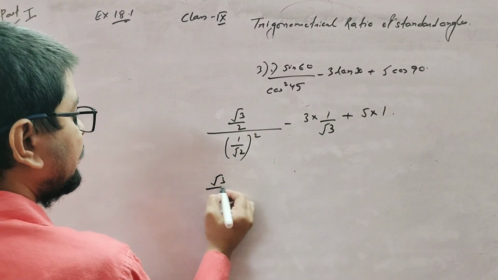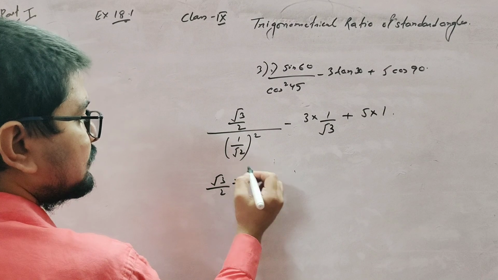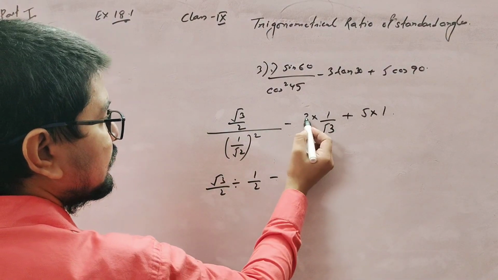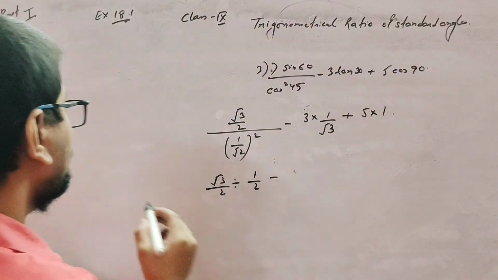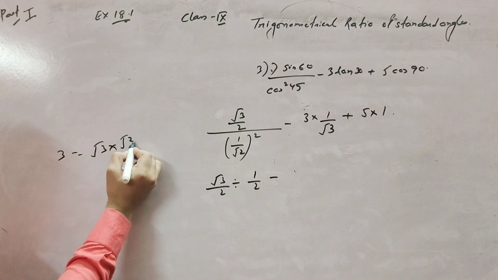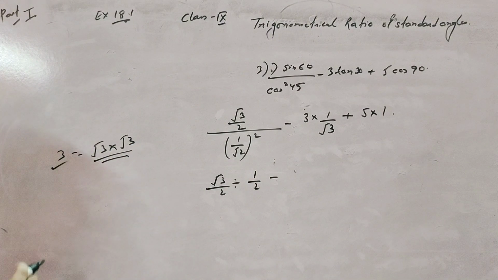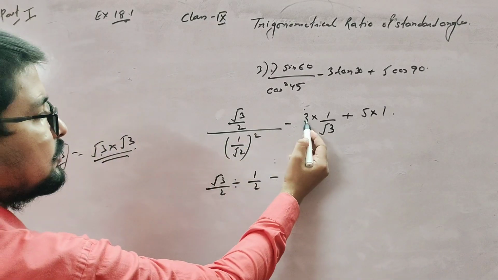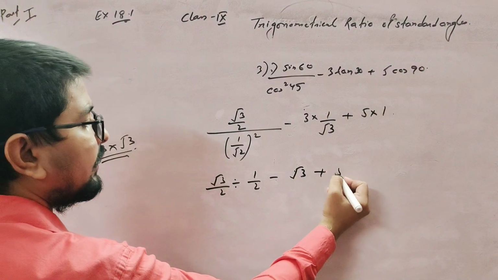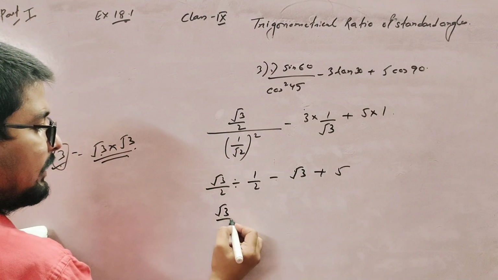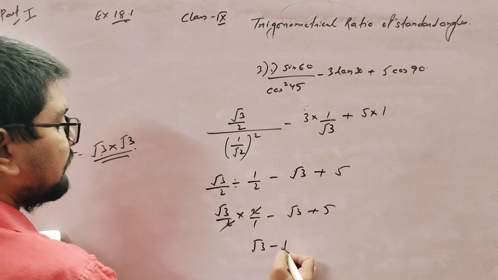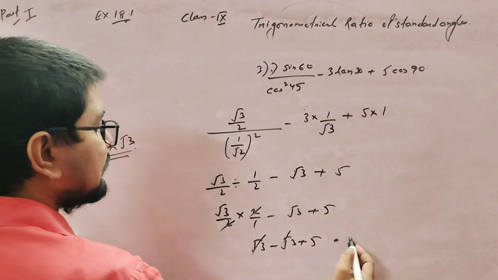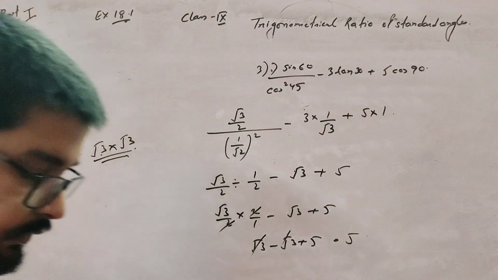So root 3 by 2 divided by 1 square is 1 and root 2 square is 2, minus 3 by root 3. We know that the 3 in the numerator has two roots, because root 3 multiplied by root 3 is 3. So there is root 3 into root 3, one cancels, only root 3 we get, and plus 5. So root 3 by 2 into 2 by 1 minus root 3 plus 5, the 2s cancel, so root 3 minus root 3 plus 5, those cancel, and the answer is only 5. Okay, note.